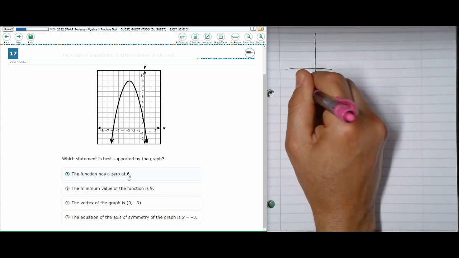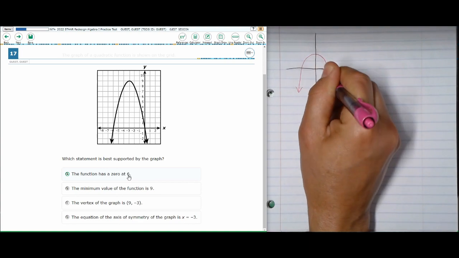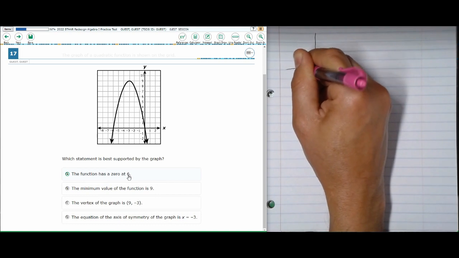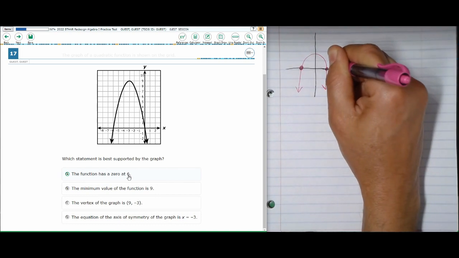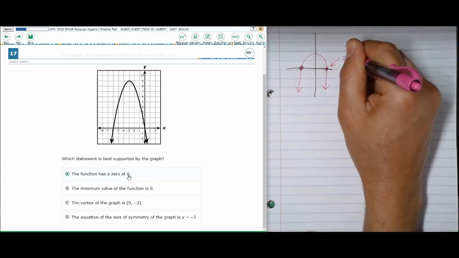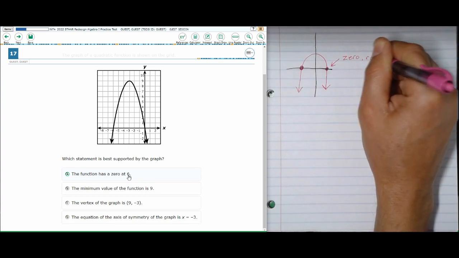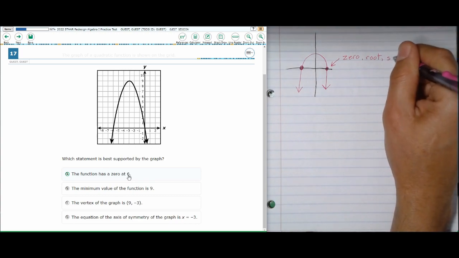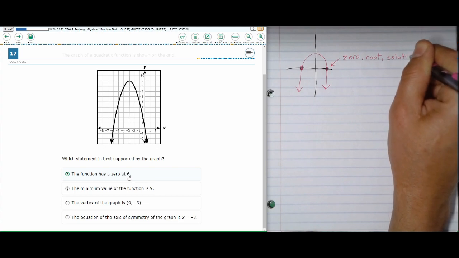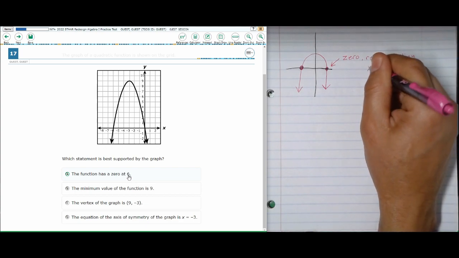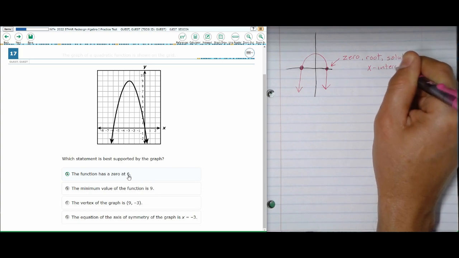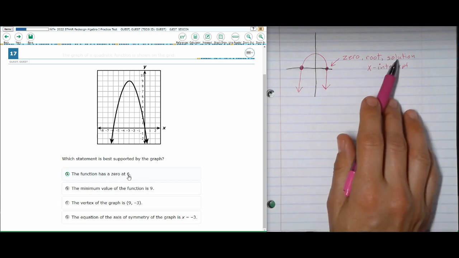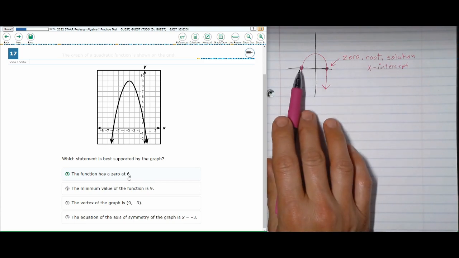Actually, you know what, I'm going to draw one just freehand. It's not going to look exactly the same, but it's going to look similar. Alright, so zeros are where we cross the x-axis. Now, I just want to make sure you remember, not only is this called a 0, it's also called a root, and it's also called a solution, and it's also called an x-intercept. So this is a 0, a root, a solution, or an x-intercept, where it crosses the x-axis.